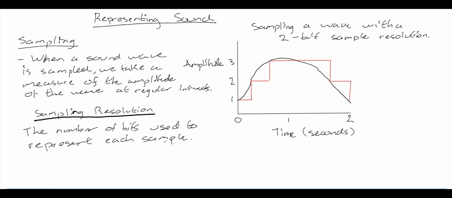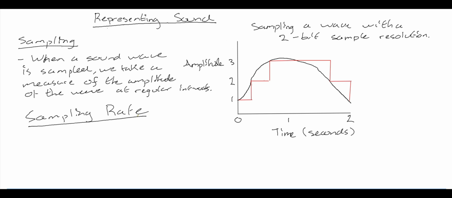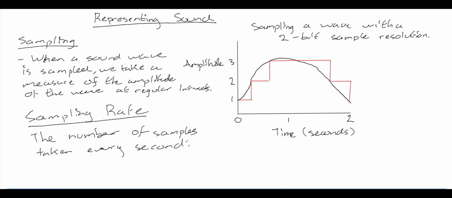Let's now move on to looking at sampling rate. The sampling rate is quite simply the number of samples that we take per second. In my example over here, this graph covers a time period of 2 seconds. I might take 3 samples every second, so that would be my sampling rate, 3. It's usually measured in hertz, so increasing the number of samples taken will increase the accuracy of the waveform that we're storing, so how close the digitally represented waveform is to the original analog wave. So if you're asked what the sampling rate means, it's the number of samples taken every second.